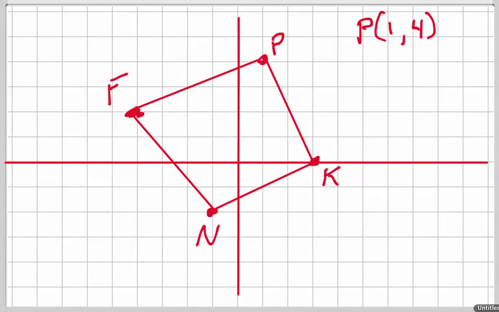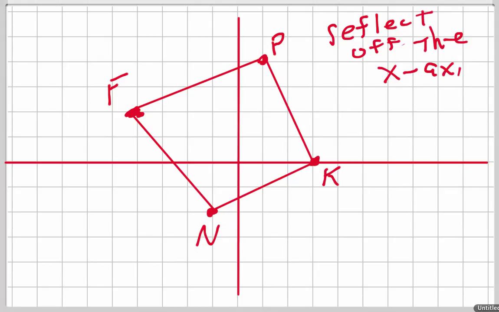So let's look at this example. Probably looks familiar to a lot of you. Let's reflect off the x-axis. Now, first of all, let's make sure we label our x and y axis. So the y coordinate's going to stay the same, or not y coordinate, I'm sorry, the x coordinate's going to stay the same.